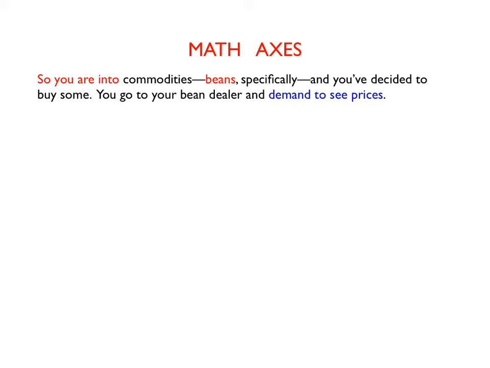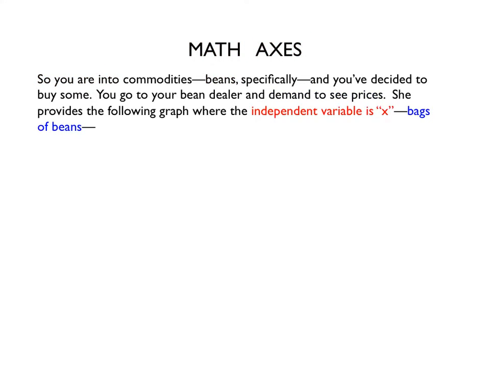So let's say you're into commodities, beans for instance, and you go to your bean dealer and you want prices. So your bean dealer hands you a graph, and the independent variable in the graph is the number of bags of beans you're going to buy. And the dependent variable is going to tell you how much you're going to pay.